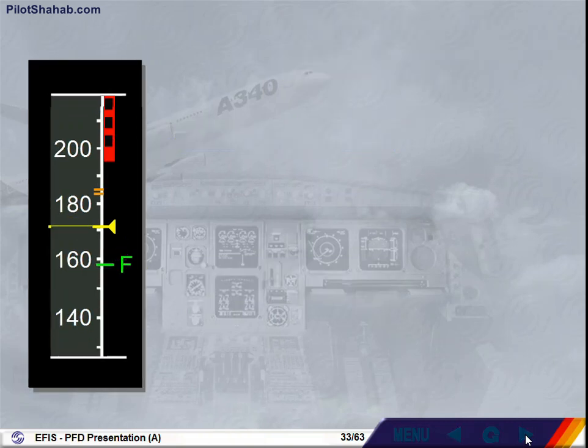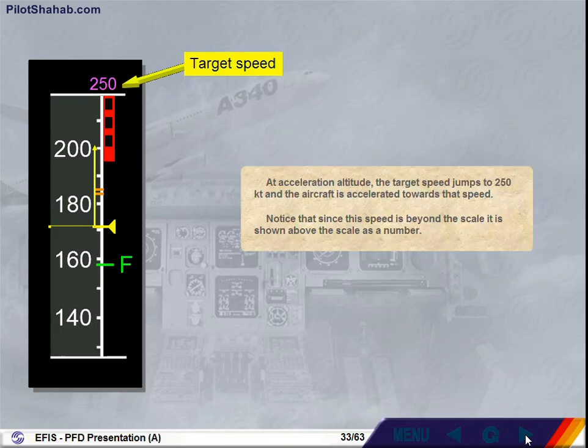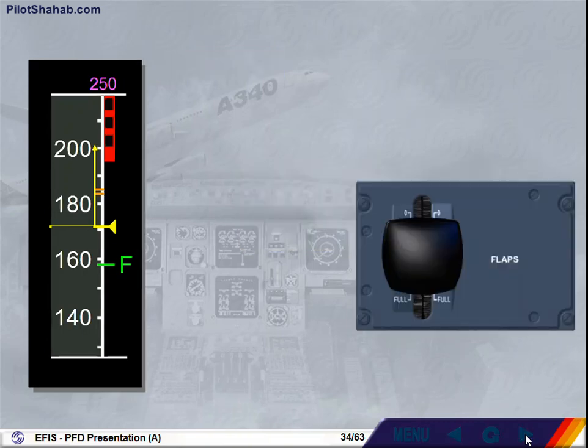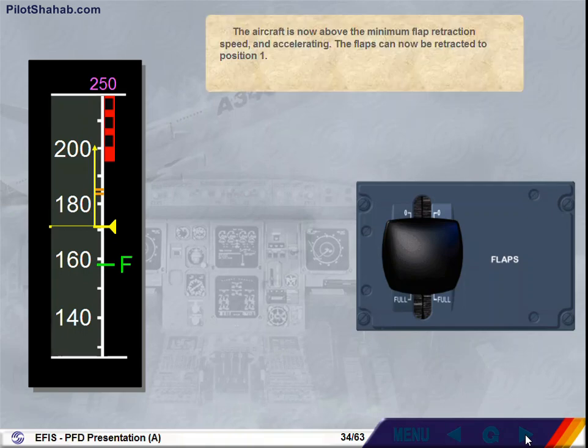At acceleration altitude, the target speed jumps to 250 knots, and the aircraft is accelerated toward that speed. Notice that since this speed is beyond the scale, it is shown above the scale as a number. The aircraft is now above the minimum flap retraction speed and accelerating. The flaps can now be retracted to position 1. Click on the flap lever to select position 1.